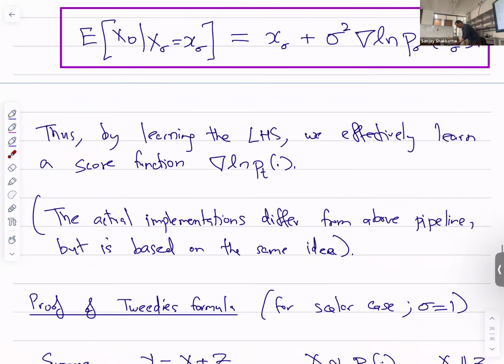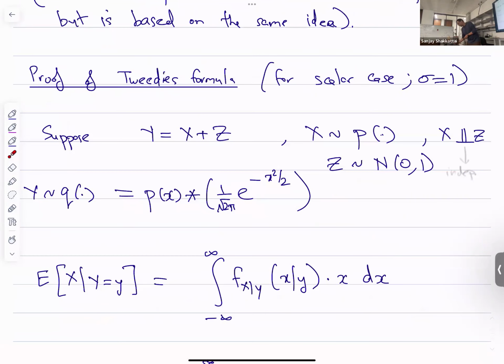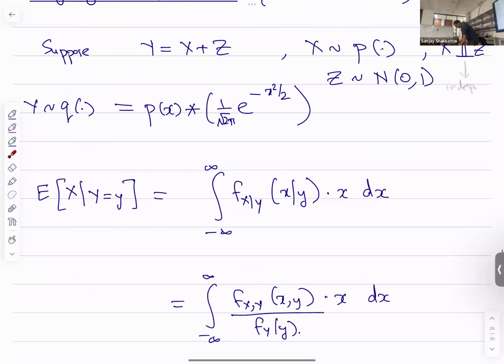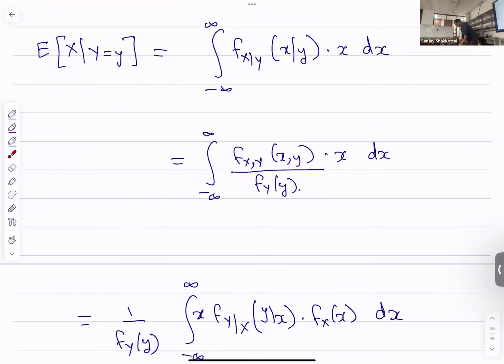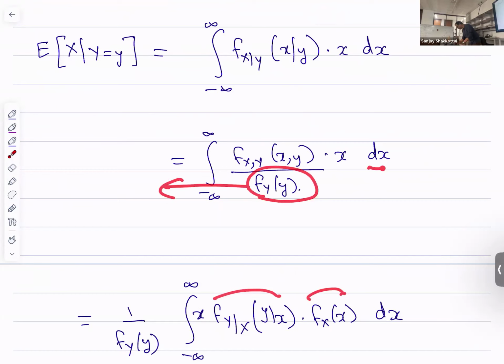Why is this true? The reason this is true is the following. Let me do the special case of Y is X plus Z. This is all scalar. X is any distribution P. Z is a Gaussian. Y has the distribution Q, which is P convolved with the Gaussian. Then what's the conditional expectation of X given Y? Well, it's nothing but X times the conditional density dx. Which means it's X times joint density divided by the marginal. So it is X times f of y given x times f of x by f of y. I'm just doing Bayes' rule in multiple steps. So I have f of y given x, f of x. The 1 over f of y I can pull out of the integral because this is dx.